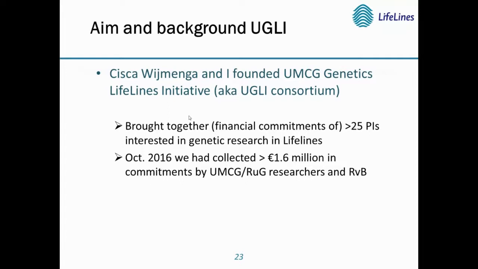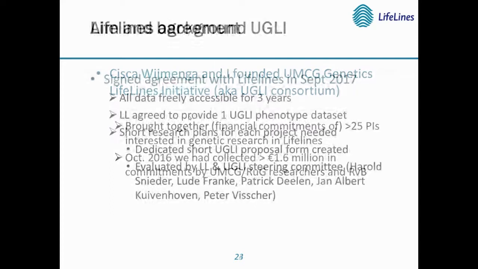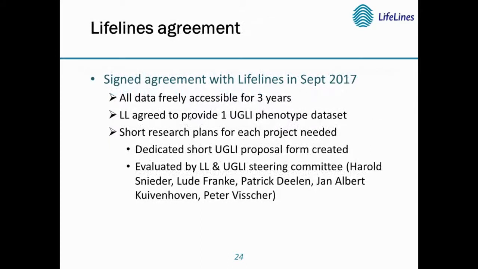So what we did was we simply contacted all our colleagues here at the UMCG and the RUG, and we brought together financial commitments of more than 25 PIs. They were interested in genetic research in Lifelines. And by October 2016, we had collected commitments for over 1.6 million by these researchers and the board of directors of the UMCG.